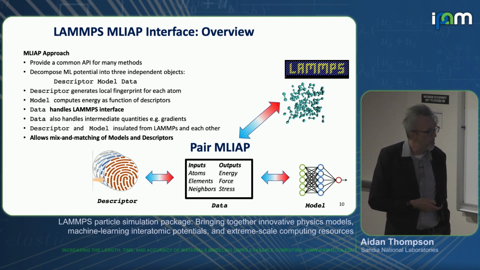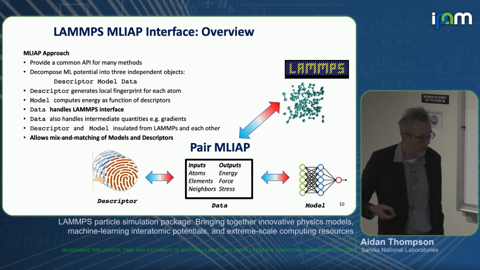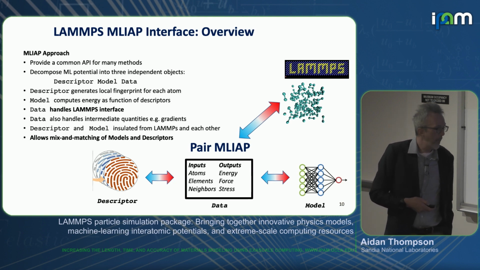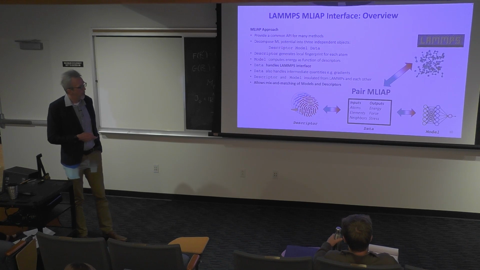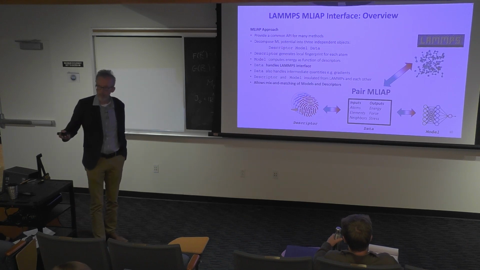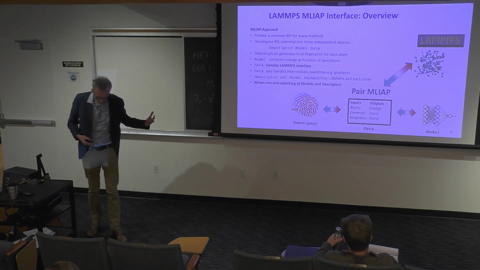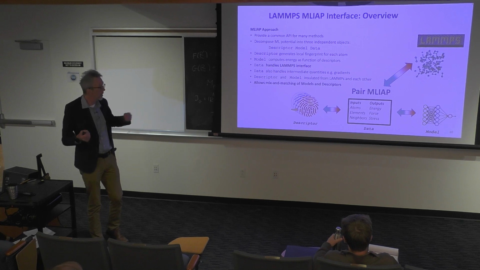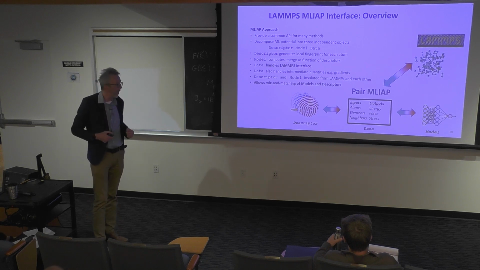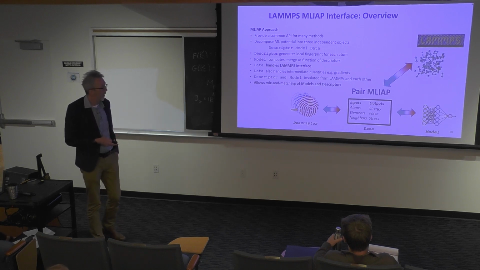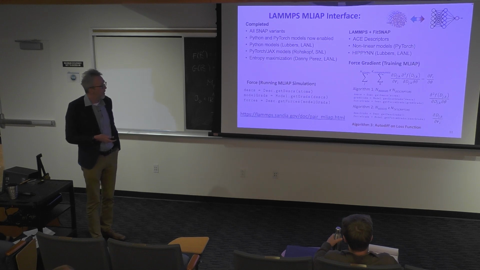And so the nice thing about this is it first of all makes implementing stuff easier, but it also allows people now to mix and match different combinations of models and descriptors. So if one person has implemented an interesting model like JAX, and somebody else has implemented an interesting descriptor like ACE, those two can now be just plugged together via this data class in the middle. So that's kind of nice.